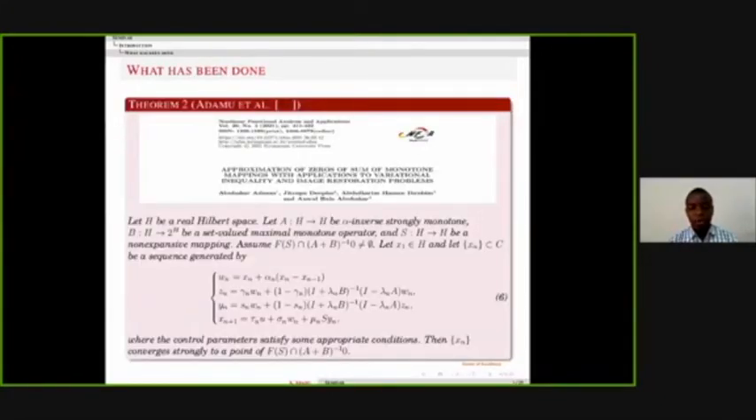Recently, in 2021, Adamu et al. introduced and studied the inertial iterative algorithm (6) for approximating solutions of the inclusion problem (4) in real Hilbert spaces, under the assumption that the operator A is alpha inverse strongly monotone, B is maximal monotone, and T is non-expansive. Adamu et al. proved that the sequence xn generated by the iterative algorithm (6) converges strongly to a solution of the inclusion problem (4).